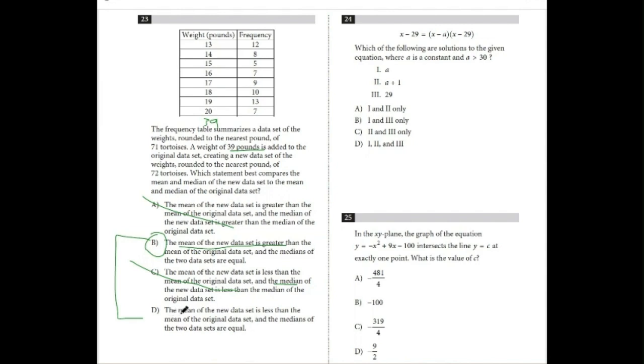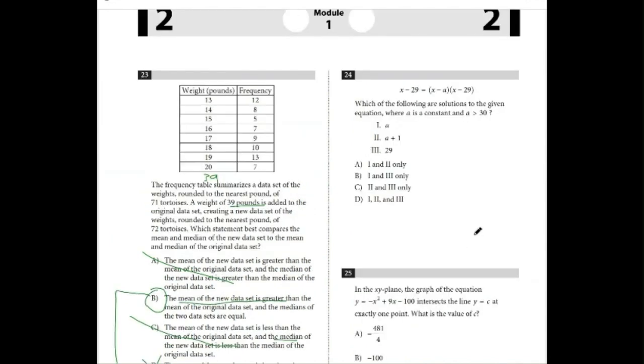Option D would be correct if, let's say, I added a 5 instead of 39 to the original data set, because 5 is way smaller than all of these weights. So D is also wrong.